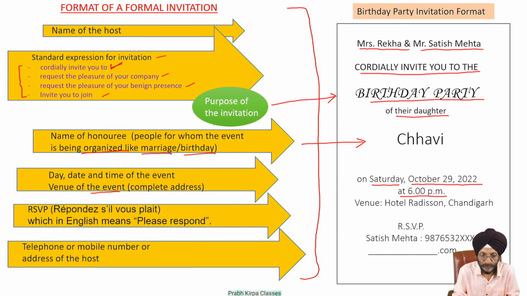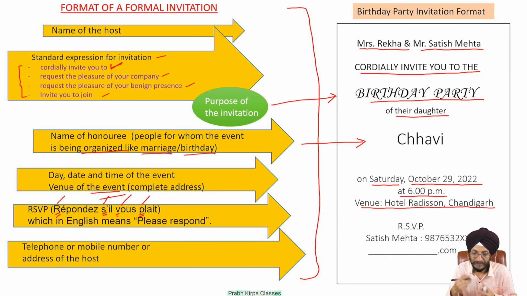The venue of the event also has to be mentioned. Venue is given as Hotel Radisson, Chandigarh. Then comes RSVP. These are the initials of the French phrase, répondez s'il vous plaît. The first letter of each of these words has been taken. Here we have taken R, here S, here V, here P. It is a French phrase which in English means please respond.